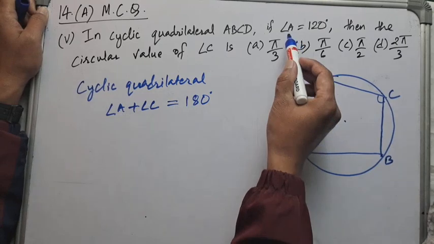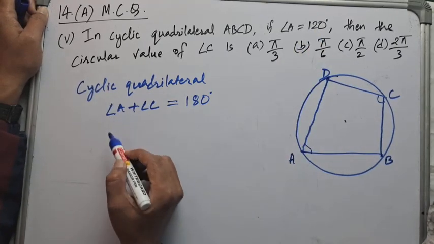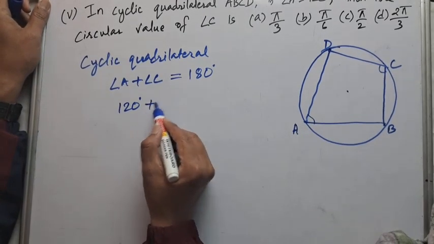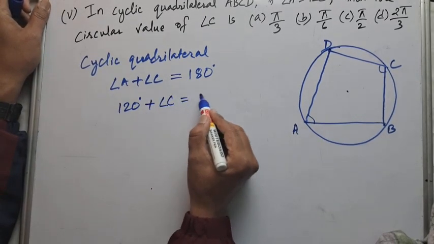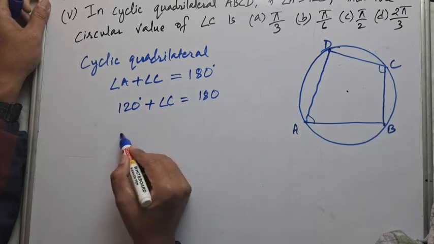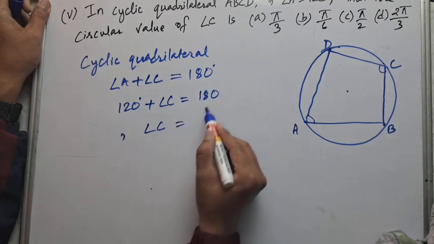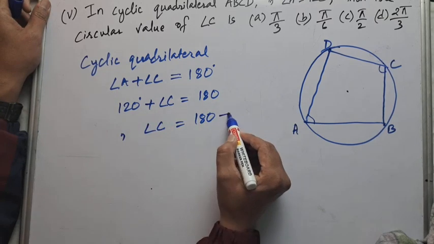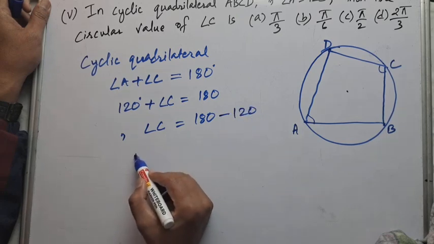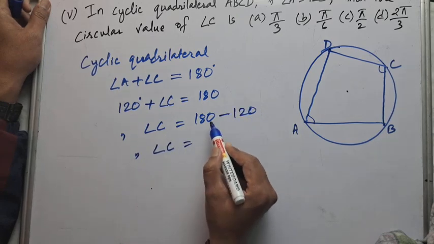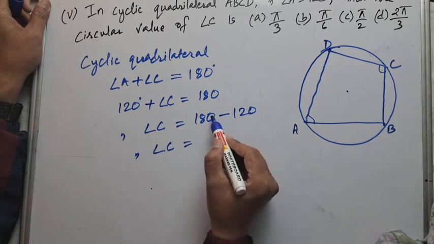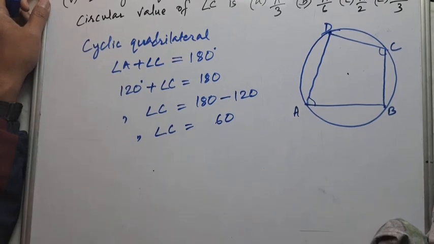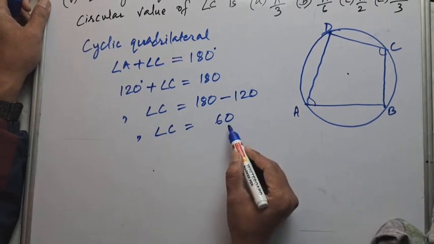So angle A is given to us 120 degrees, isn't it? The value of angle A is 120 degree, plus angle C is unknown to us, okay, equal to 180 degree, or angle C equal to 180 minus 120. We take this plus 120 to the right hand side, minus 120, or angle C equal to 180 minus 120, that is 60, isn't it? 0 minus 0 is 0, 8 minus 2 is 6, 1 minus 1 is 0. So we got the sexagesimal value of angle C, that is 60 degree.